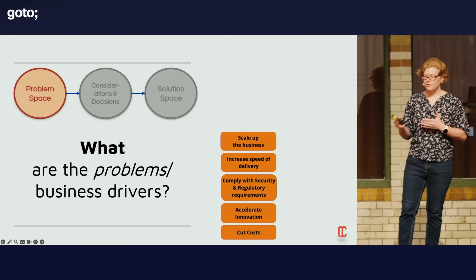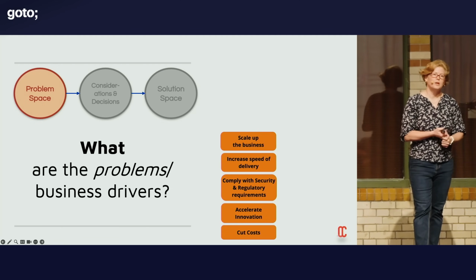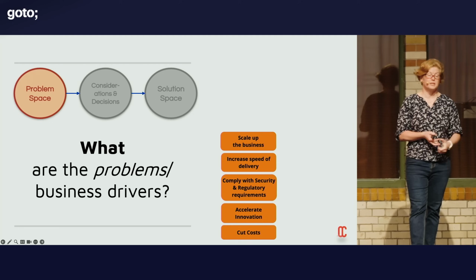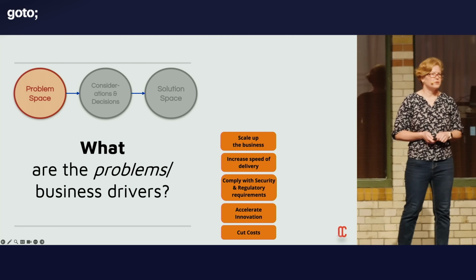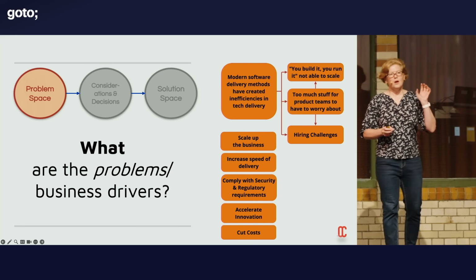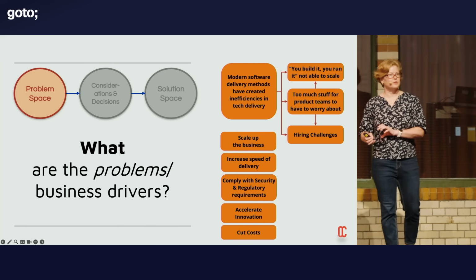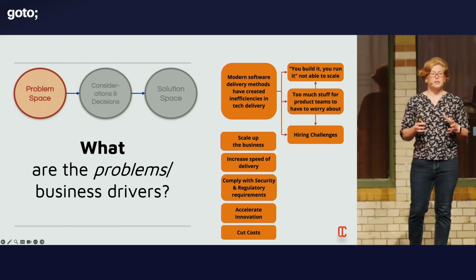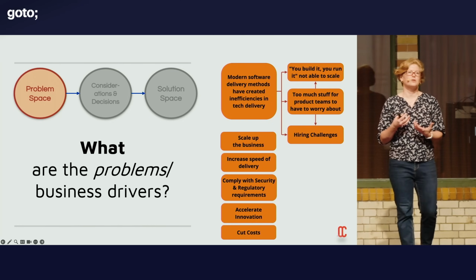There's often other drivers as well. So for example, having to comply with security and regulatory compliance is something which is coming up quite a lot. But also things like needing to accelerate your innovation and sometimes even cut costs. However, I would say in parallel to this, or sometimes even as a result of this, I think there's a recognition that the current way that businesses are trying to scale and do this is not quite working.